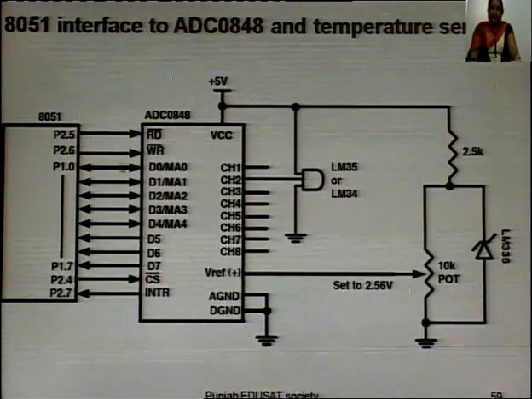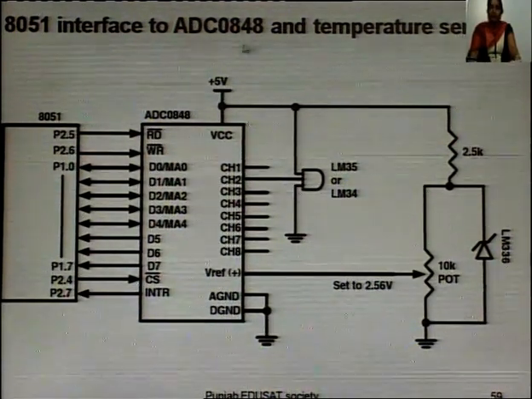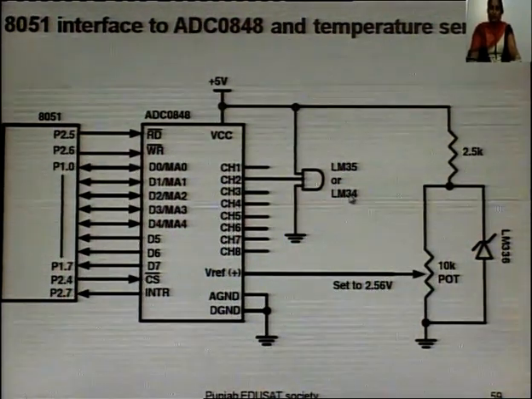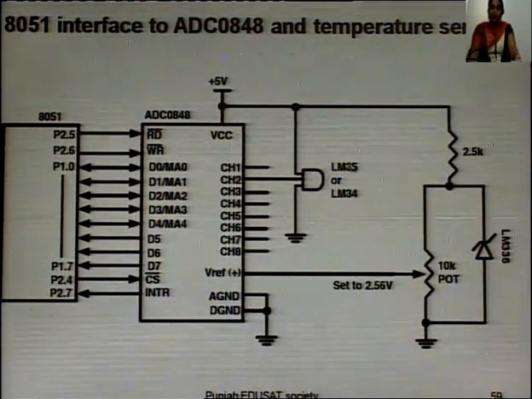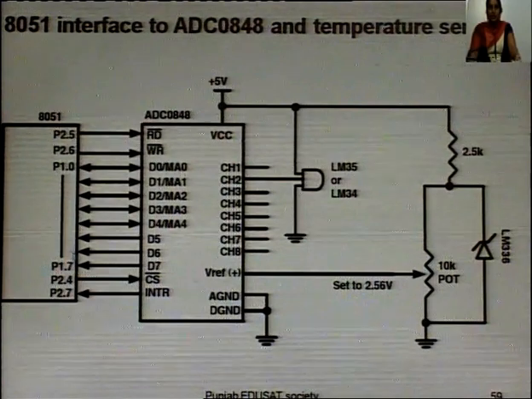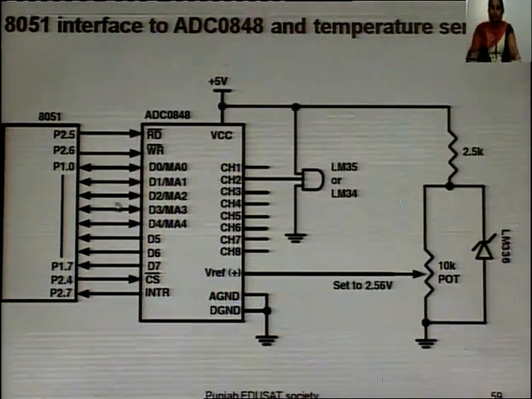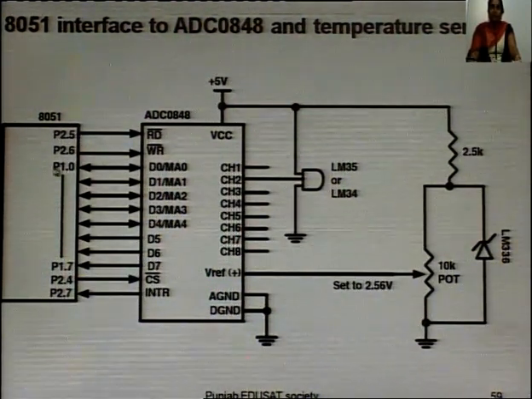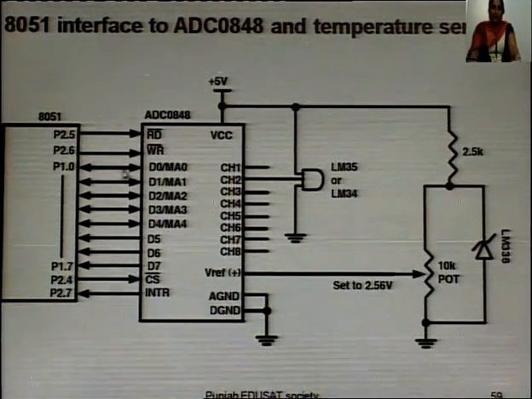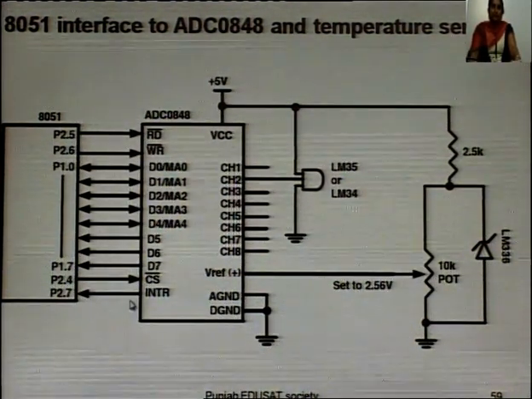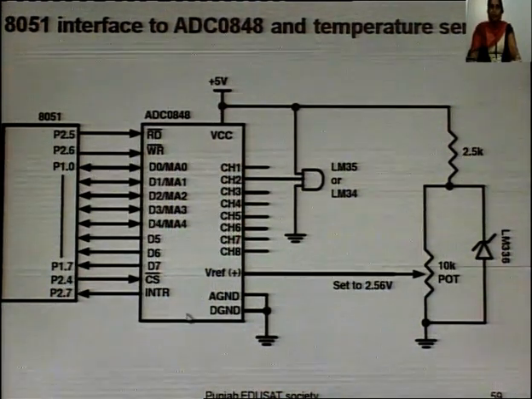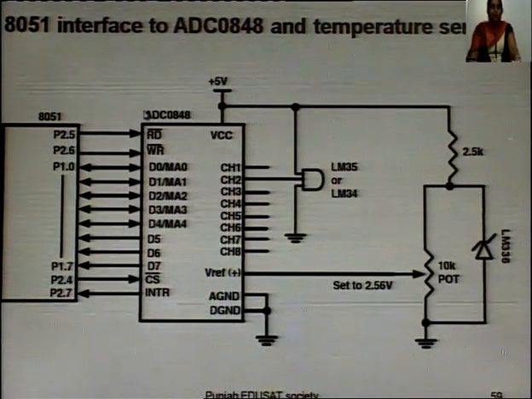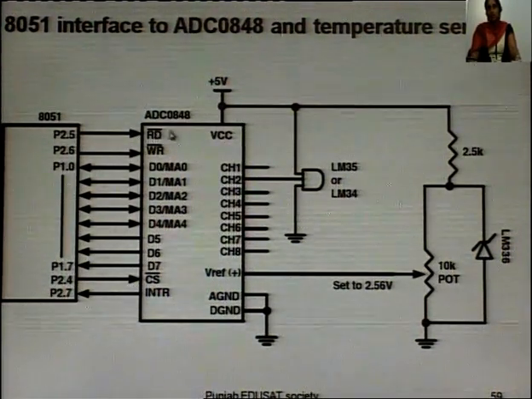This is the circuit diagram for interfacing the ADC0848 with the temperature sensor. Here the temperature sensor LM35 or LM34 is used. Other connections are similar to the ADC0804. Here the RD pin is connected to P2.5, WR is connected to P2.6, and the data bus is connected to port 1. After that chip select is connected to P2.4 and interrupt. Here interrupt means end of conversion, write means to start conversion, and read is used to read the data when it is converted.